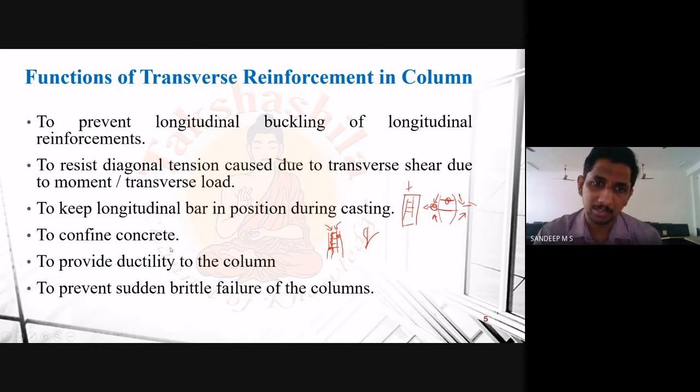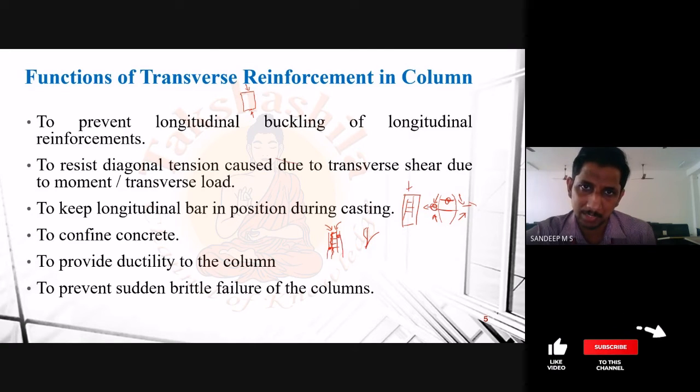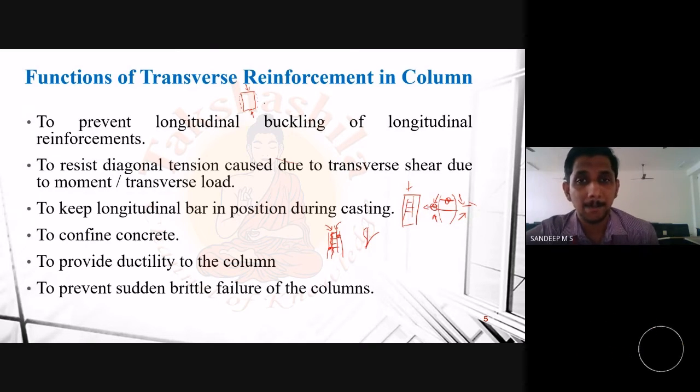Then, to confine concrete. What do you mean by confined concrete? See, let me take one example. You will be having some sort of erasers with you, right? Rubber erasers. So let me draw this rubber. Say I have a rubber like this, and I am applying a compressive force on this. So what will happen to this rubber? It will have a tendency to get buckled like this. Am I right?